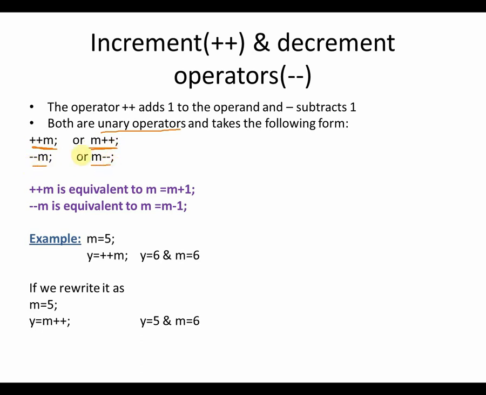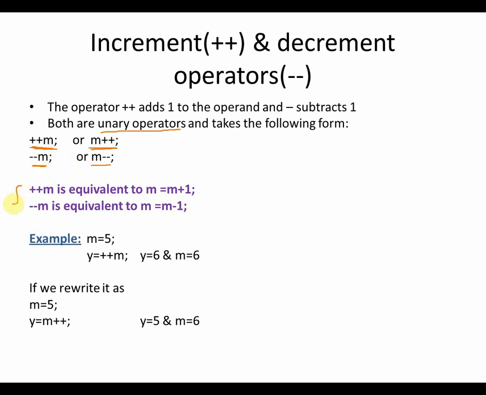Whenever we say plus plus, it's nothing but you add 1 to the variable, or you add 1 to the operand. And whenever you say minus minus, you subtract 1 from the operand. So whenever it is an increment, you do addition of 1, and whenever it is a decrement, you do subtraction of 1.